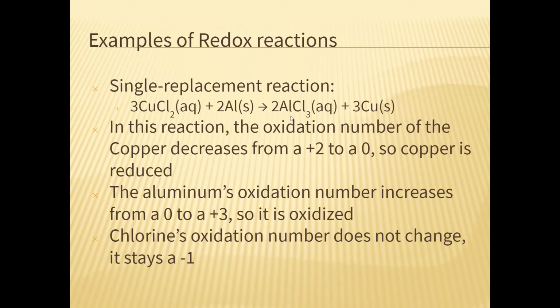On the product side, the chlorine is going to stay a -1. But now the aluminum has oxidized to a +3. Remember, I can figure that out by reversing my crisscross. And then this copper has gone to a 0 because it's in an elemental state. It's by itself. So if I look at it, the copper is going from a +2 to a 0. It is being reduced. The aluminum went from a 0 to a +3. It is oxidized. And the chlorine isn't changing, so it's not actually taking part in the redox part of the reaction.